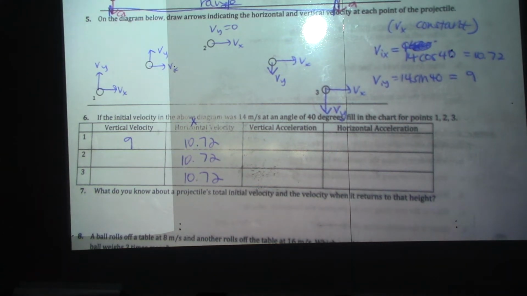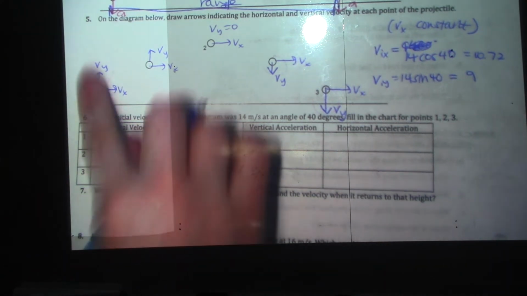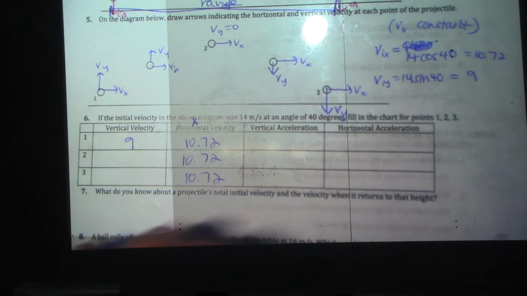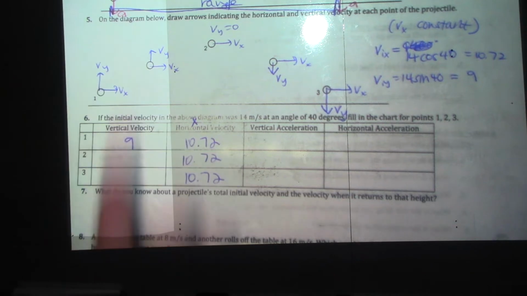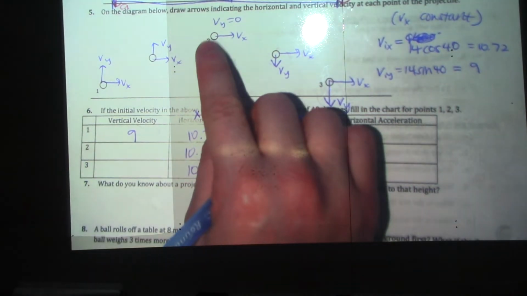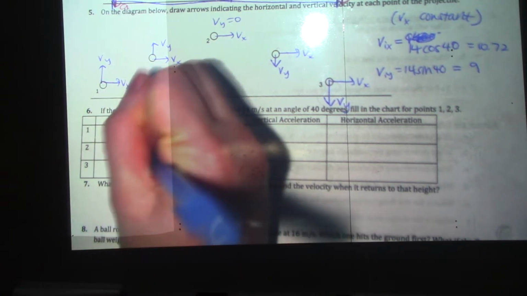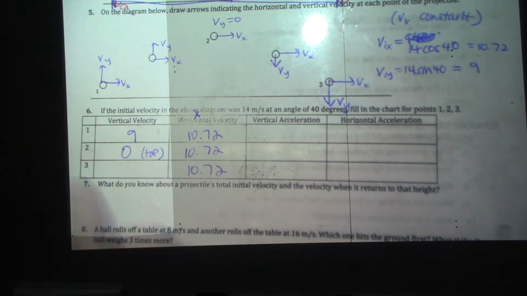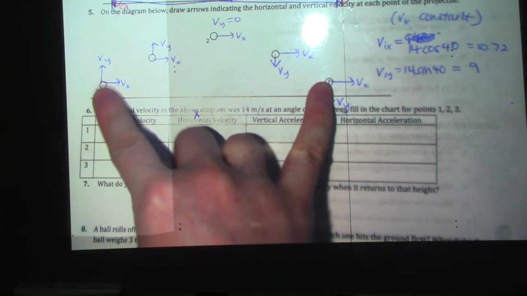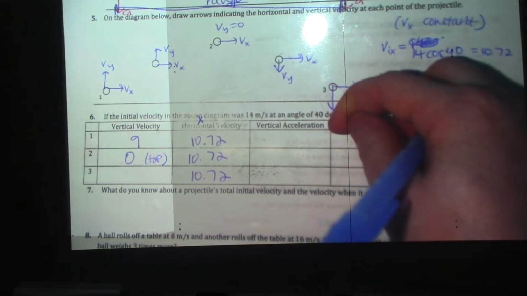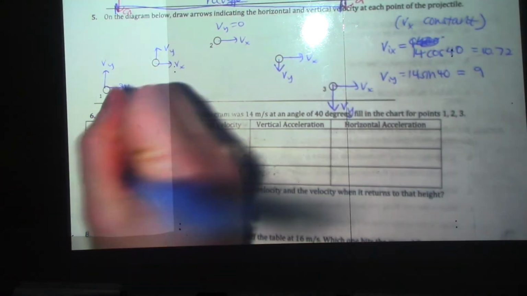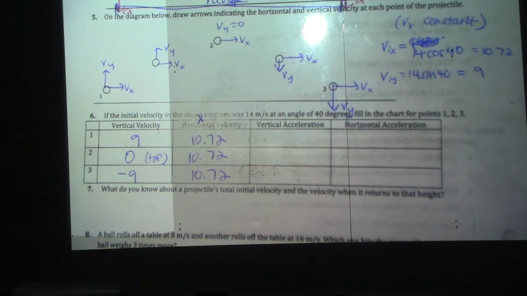My vertical velocity will change, right? It's constantly changing because I have an acceleration in the y direction. So what I know is it goes up with 9. The next point I'm looking at is 2. Well, 2 is easy. You can actually know my y velocity at the top. It's 0 because I'm at the top. And then at 3, I'm back at the same height that I started. So now I have the same velocity. It's just down, so I'm going to say that's negative 9.